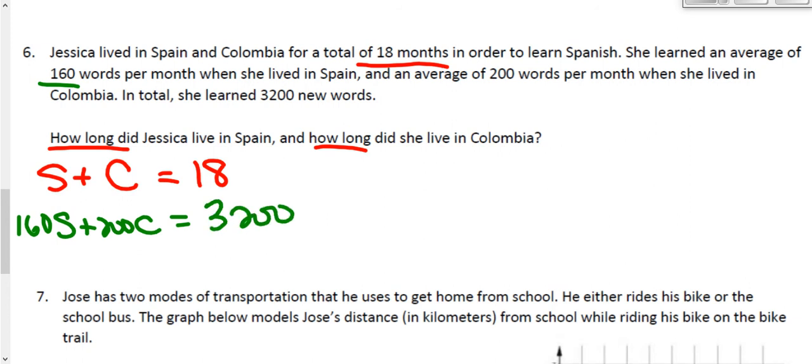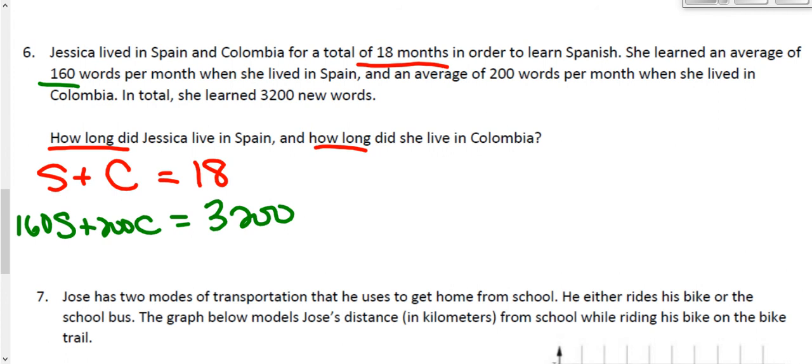Now, we're not going to be able to solve this problem through direct elimination because I don't have any variables that match exactly. I have the same letters here, but they don't have the same coefficients. The same thing for my Colombia. I don't have the same coefficients in front. So I'm not going to be able to just use elimination. What I could do is multiply the top equation by 160, the whole thing, in order to get the coefficients to match for Spain. Or I could multiply the whole top by 200 to get the coefficient to match for Colombia. But instead of doing that, I'm going to show you a different technique.